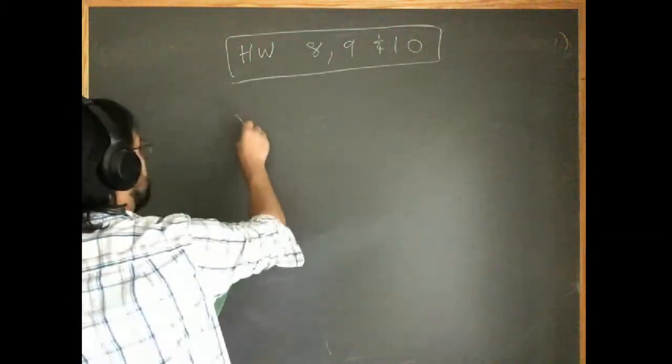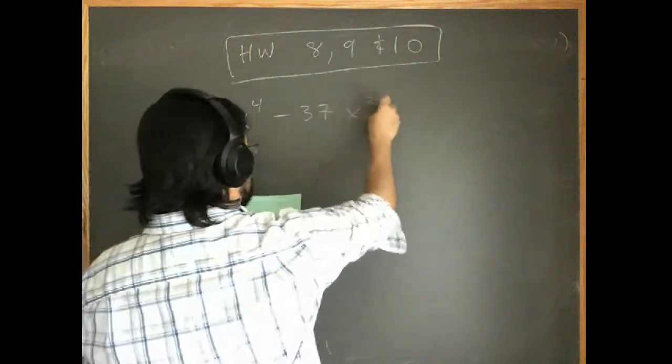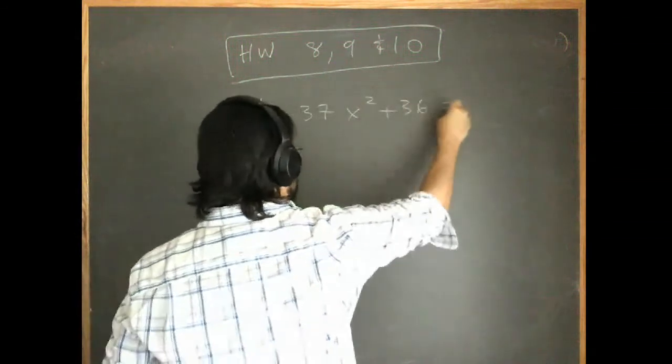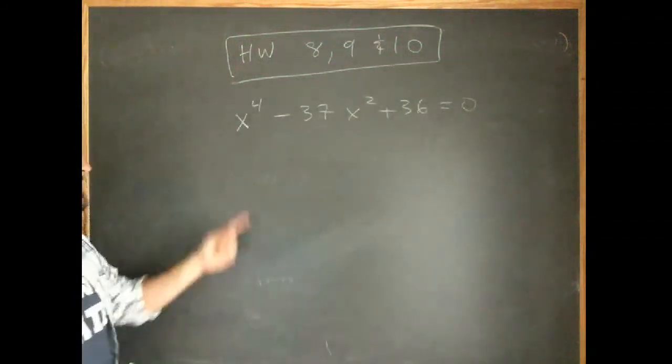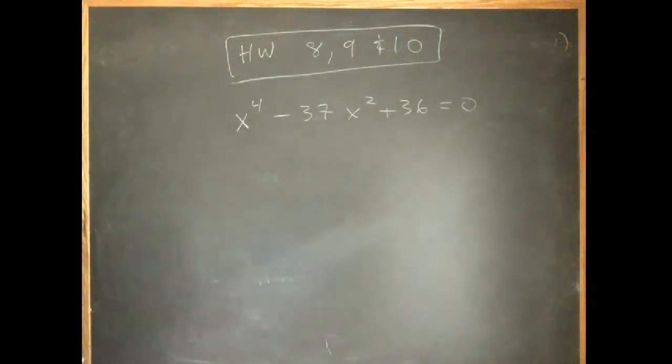they're going to ask you to solve something like this. x to the fourth minus 37x squared plus 36 is equal to 0. And you look at that and you say, x to the fourth. We don't have any techniques yet to deal with something like x to the fourth. But I'm going to give you one right now.